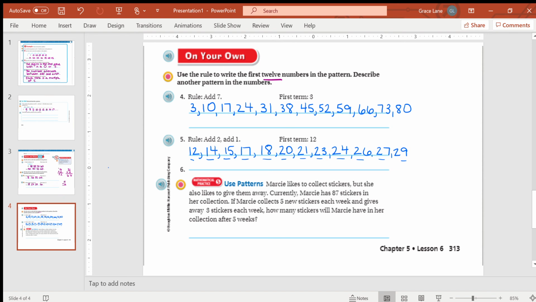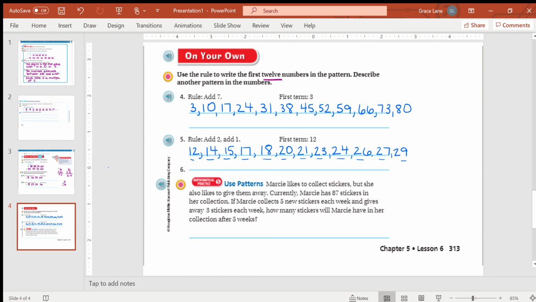Number 6 says, Marcy likes to collect stickers, but she also likes to give them away. Currently, Marcy has 87 stickers in her collection. If Marcy collects 5 new stickers each week and gives away 3 stickers each week, how many stickers will Marcy have in her collection after 5 weeks?